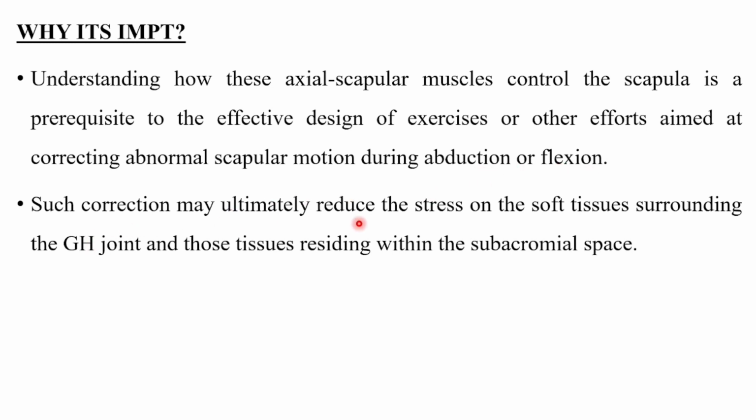Such correction may ultimately reduce the stress on the soft tissues surrounding the glenohumeral joint and those tissues residing within the subacromial space. So knowledge of your normal kinematics or normal biomechanics and the pathomechanics is important in order to prevent excessive stress occurring to particular tissues, as well as in order to set a set of exercises, we need the understanding of the basic biomechanics as well as the pathomechanics of each joint.